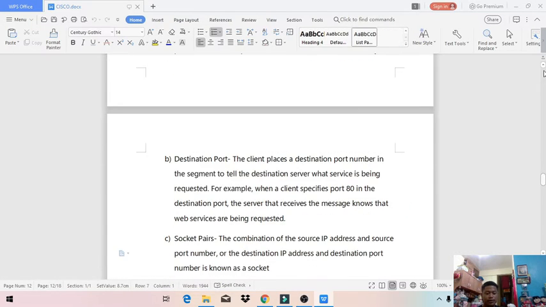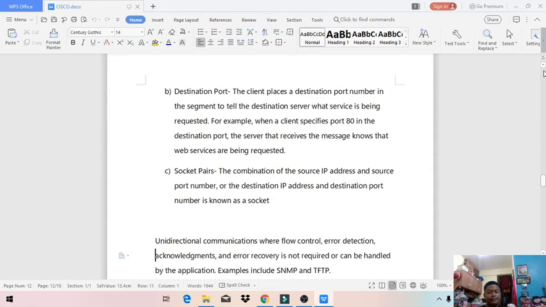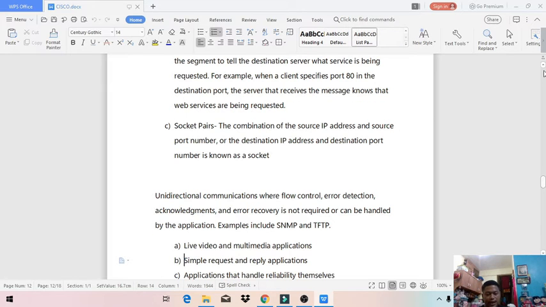Destination port is where the client places a destination port number in the segment to tell the destination server what service is being requested. For example, when a client specifies port 80 in the destination port, the server that received the message knows that web services are being requested. Then letter C is socket pairs. The combination of the source IP address and source port number, or the destination IP address and destination port number, is known as a socket.